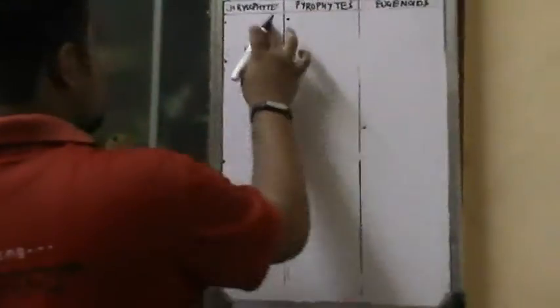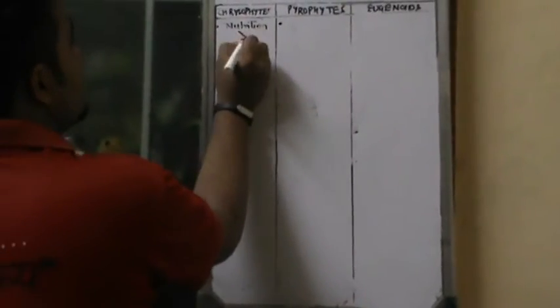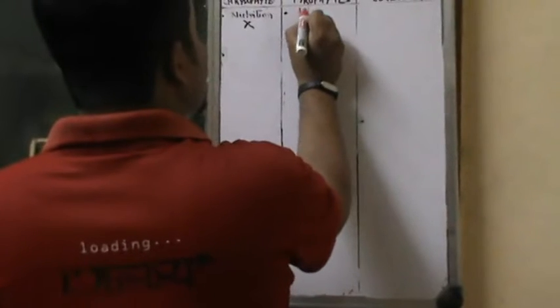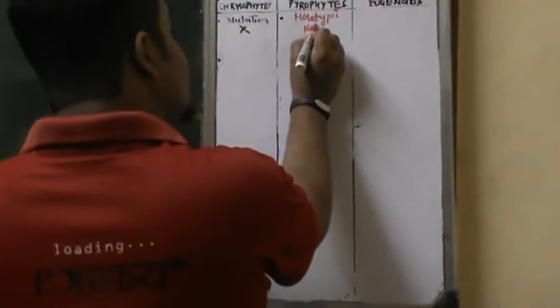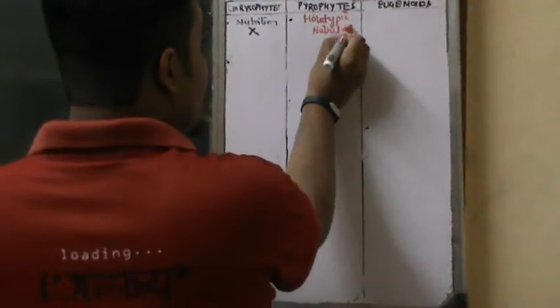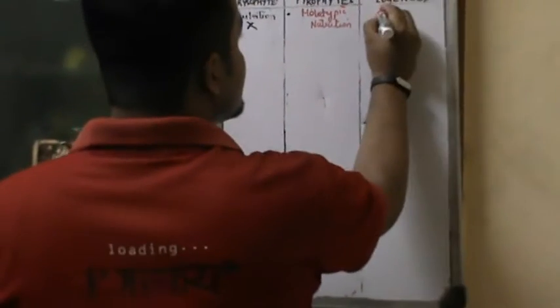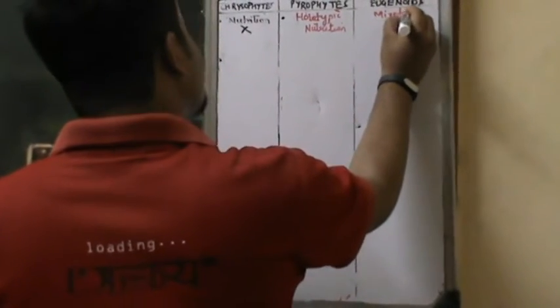Then other than this is going to be nutrition. Always note that the nutrition of chrysophytes is not given in NCERT, so no need to study that. Other than this, NCERT exemplar: pyrophytes show holophytic nutrition. The type of nutrition euglenoids show is mixotrophic nutrition.